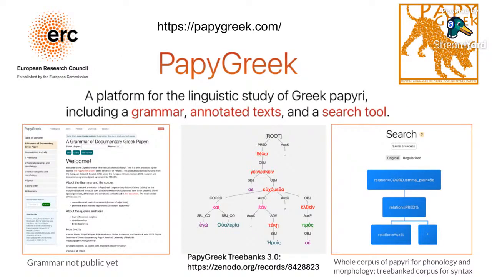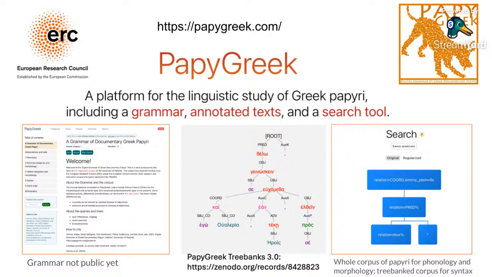So what we have been doing in Pappy Greek, so I have had a European Research Council funded project for studying Greek documentary papyri, and treebanking is one big part of this project. The project is already ended, but we are still working with the platform. It consists of several different parts. It includes a grammar part, which is not actually yet public. The funding has stopped, so there's many things to do still without funding.